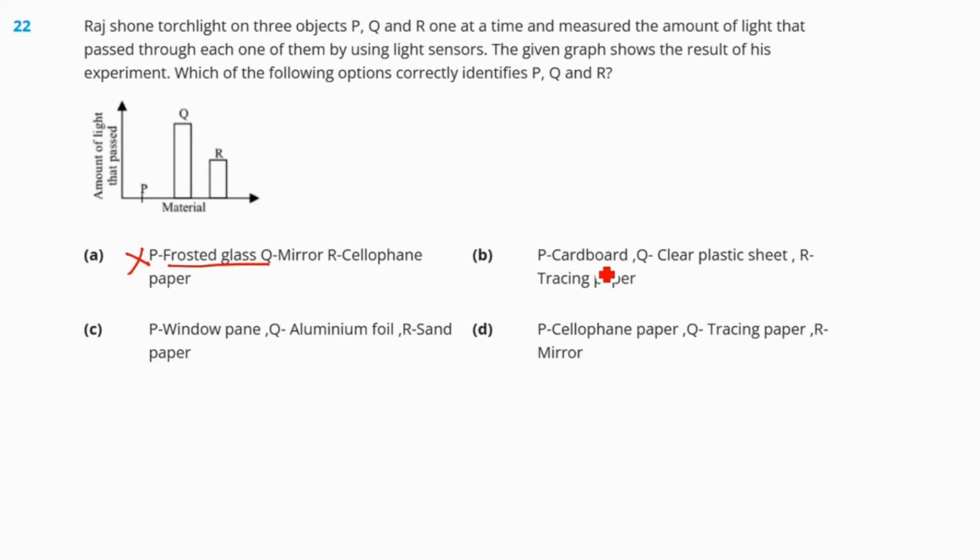P is cardboard. Correct, because it is an opaque object. Q is clear plastic sheet. Can be, because it is giving the maximum passage of light. So it can be clear plastic sheet, and R is tracing paper. Yes. So B is our correct answer.